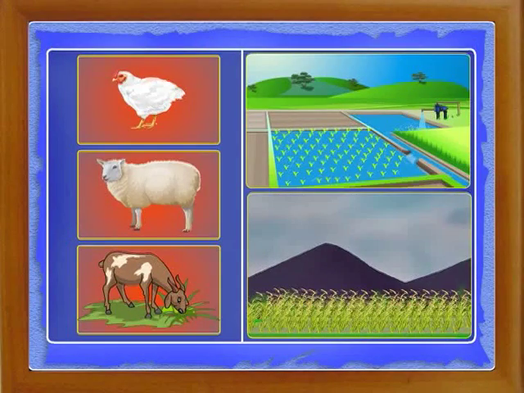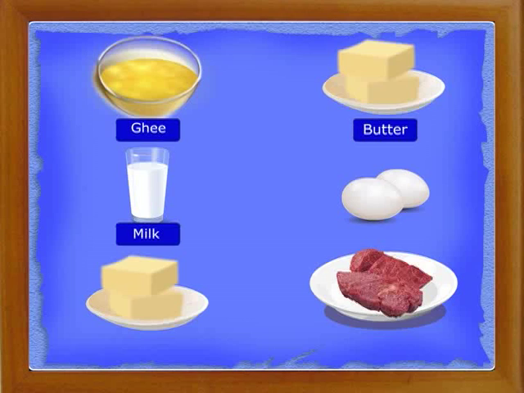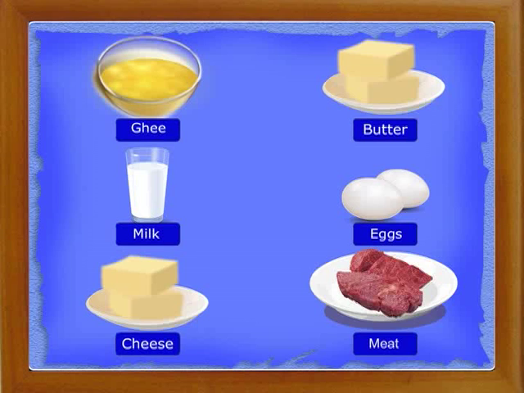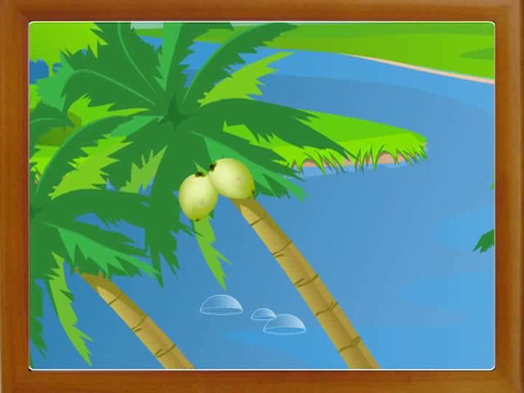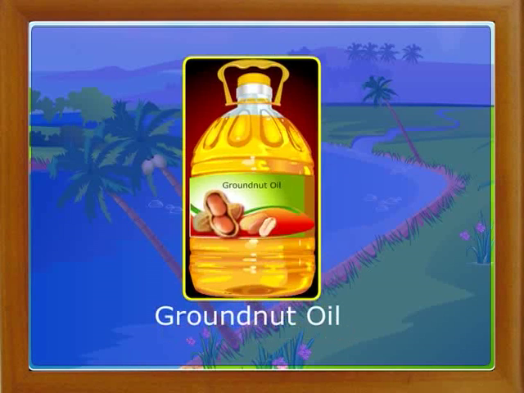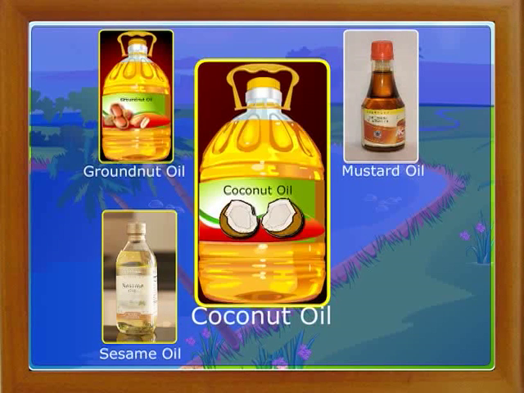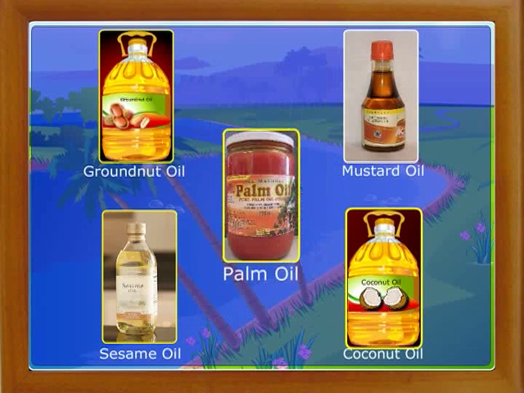Fats, just like proteins, have plant and animal origin. Ghee, butter, milk, eggs, cheese and meat are from animal origin, while fats from plants are used mostly in the form of oils such as groundnut oil, mustard oil, sesame oil, coconut oil and palm oil.